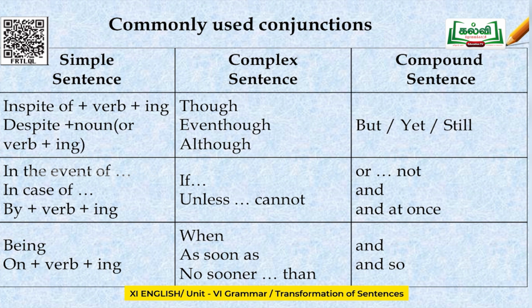The third set is going to be when, as soon as, and no sooner than for the complex conjunction, and the related compound coordinating conjunction is going to be and so or and. The phrase to be used in this set is being or on plus verb plus ing. If you have a be verb, you can use just being.